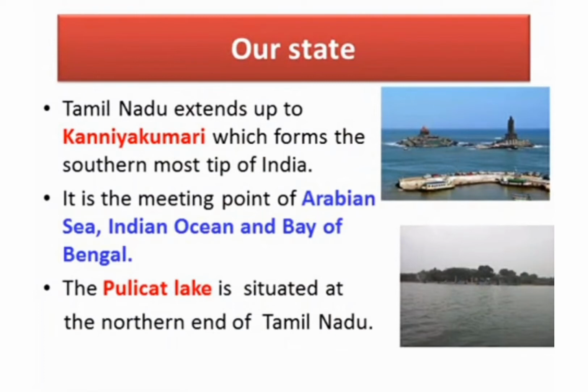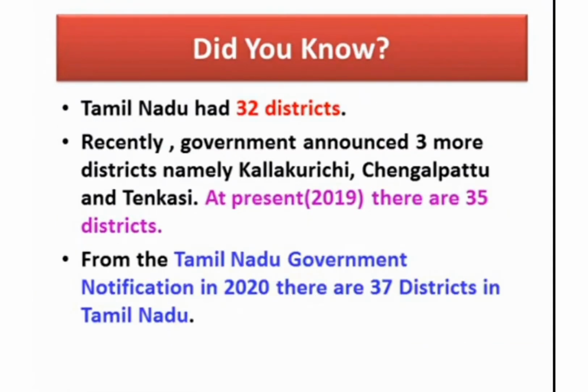Did you know, children, Tamil Nadu had 32 districts. Recently, the government announced 3 more districts, namely Kallakurichi, Chengalpattu and Tenkasi. These are the new districts added to Tamil Nadu. At present, in 2019, there are 35 districts.